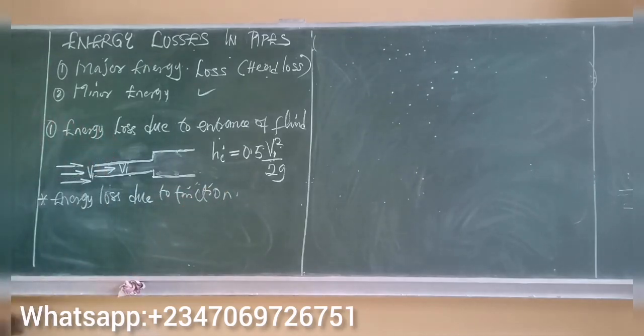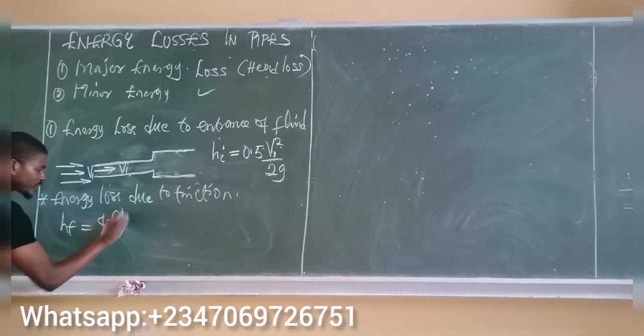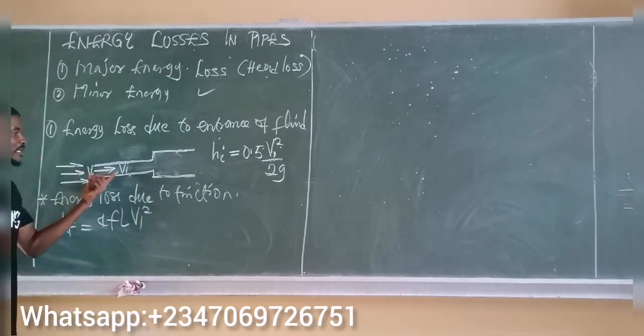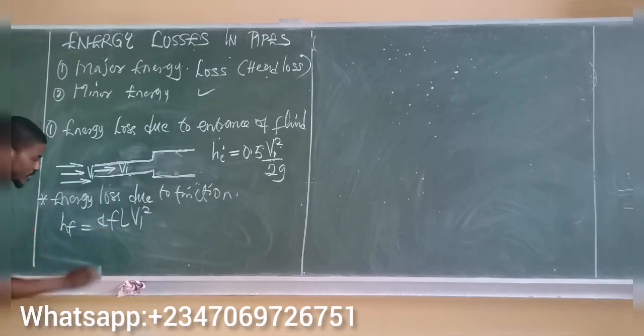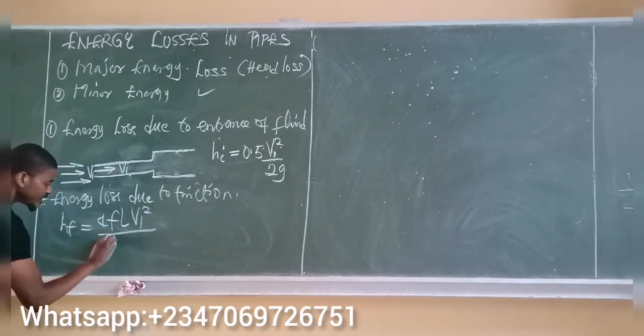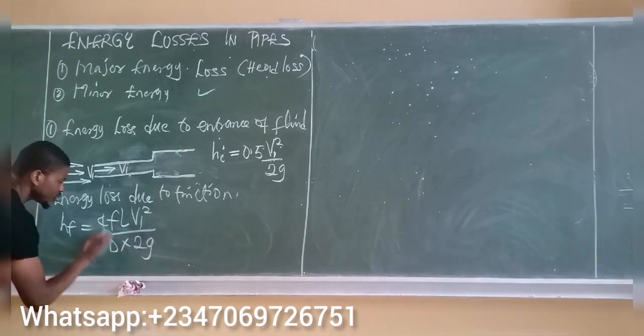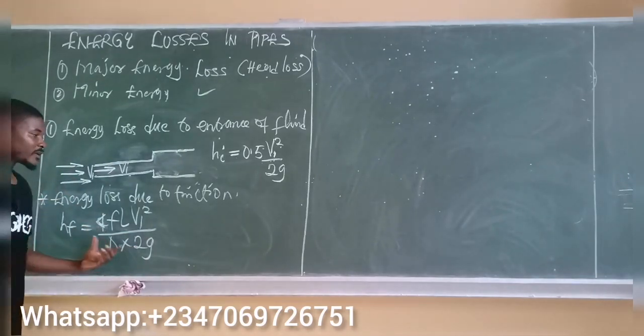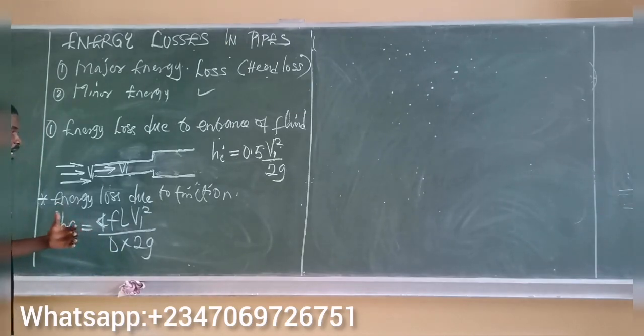And of course, from the Darcy-Weisbach equation, you know that hf is equal to 4fLV squared. Now, V1 squared because the same speed enters into this particular pipe. So it becomes 4fL V1 squared all over D times 2g. This is 4 once again. So this becomes the head loss due to friction as the fluid enters into the pipe.